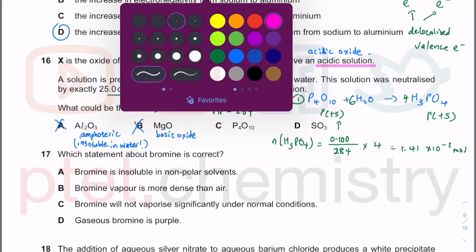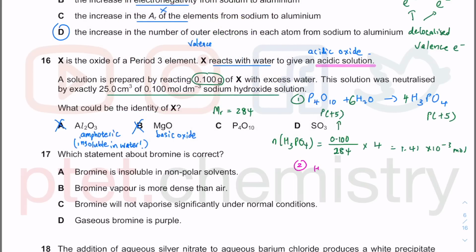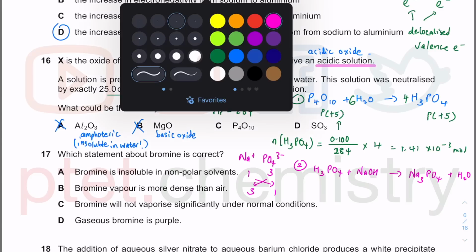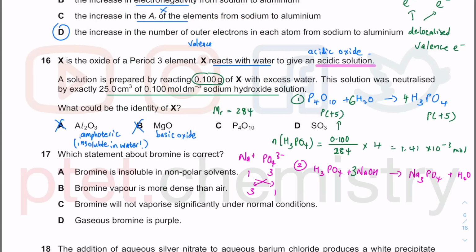The next thing I need to do is to get the balanced equation for H3PO4 plus NaOH. This will give me Na3PO4, because I have Na+ and PO4 3-, just like I have H+ and PO4 3-. As you would know, exchanging the valency means you need 3 of the Na+ and 1 of the PO4 3-. And of course I have water as well. Balancing the equation is very, very important in this question. With 3 of the NaOH, I'll get 3 H2O as a result as well. So what I get here is this. I have the mole of this.